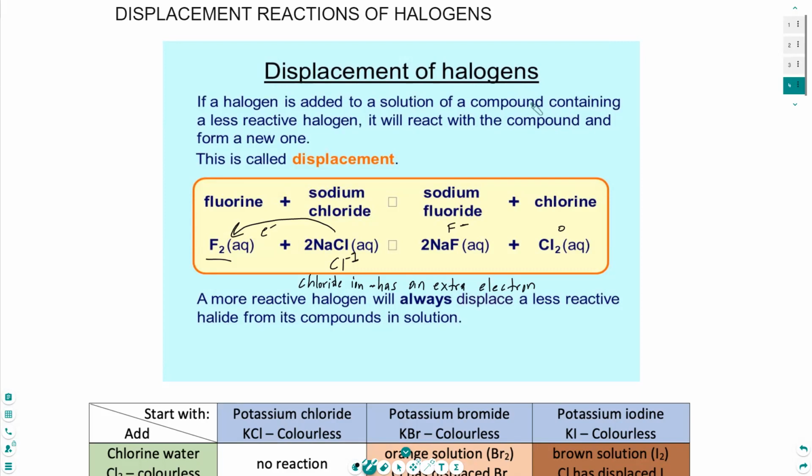The good thing about these reactions is that there are color changes that will be associated with them. So we can actually say that, yes, the reaction took place when we see the color changes. So as said here, a more reactive halogen will always displace a less reactive halide, which is the halogen that has gained an electron from its compound in a solution.